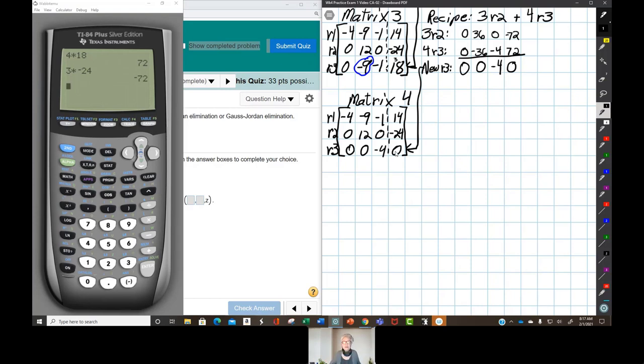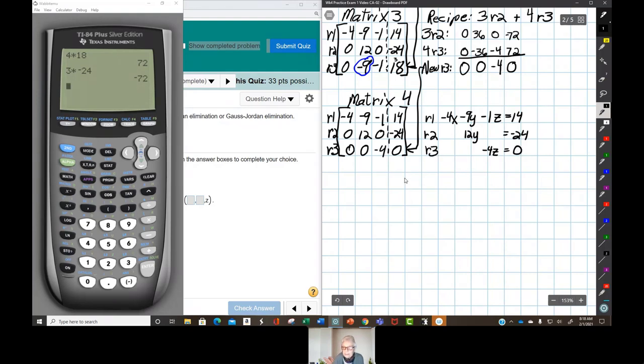Now, that's it for matrices and row operations. We start our back solving. Row 1 will magically become negative 4x minus 9y minus 1z equals 14. And row 2 becomes 12y equals negative 24. And row 3 becomes negative 4z equals 0.